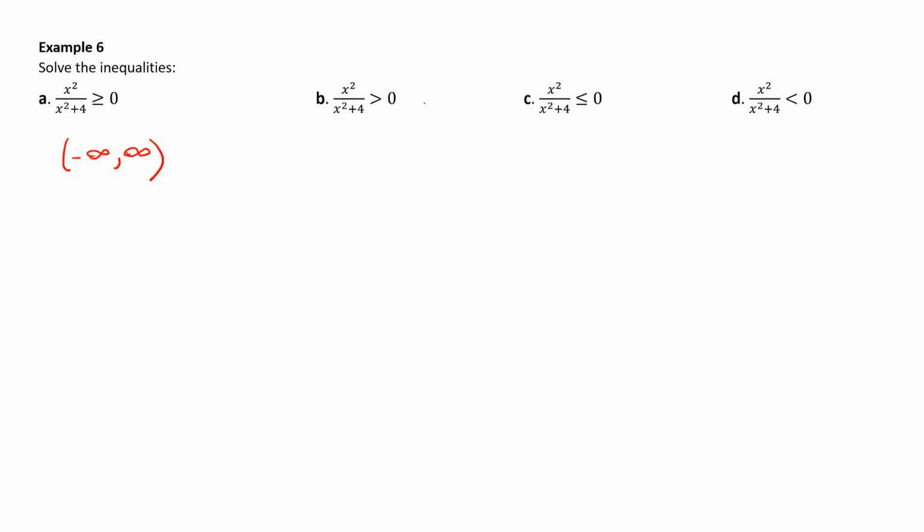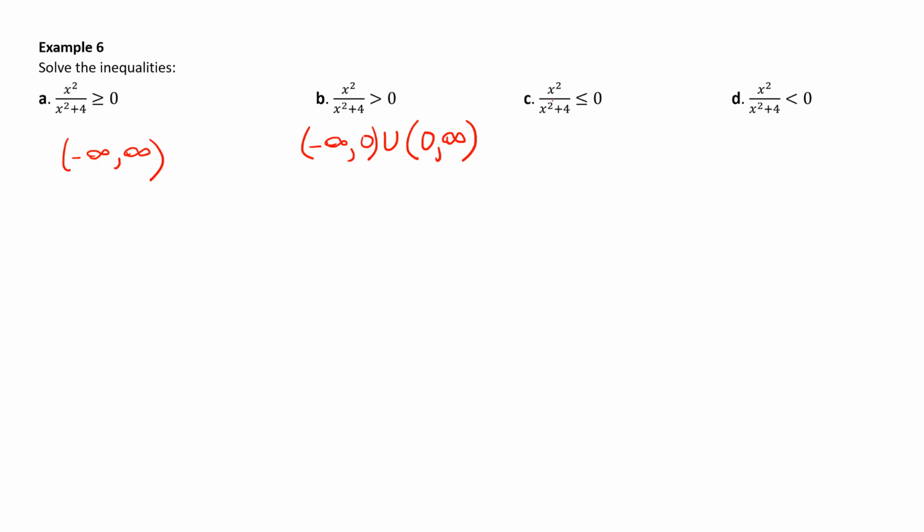For part B, it's always greater than 0 except at that one place where x is equal to 0. So we have to exclude that in part B because it says only greater than 0. So we're going to say -infinity to 0, and then union 0 to infinity to show that we're not going to include 0, but everywhere else, that thing is positive.